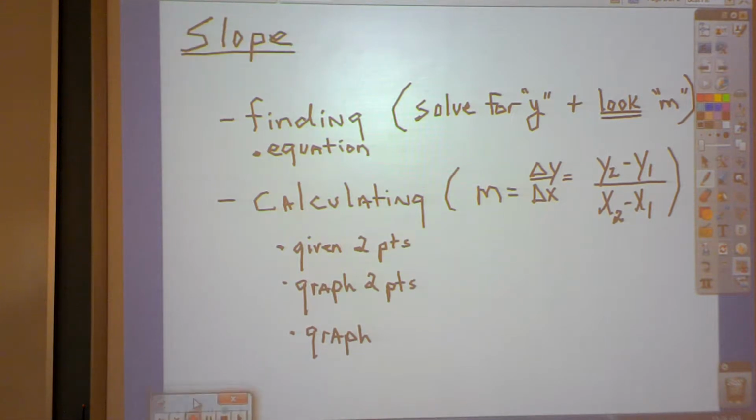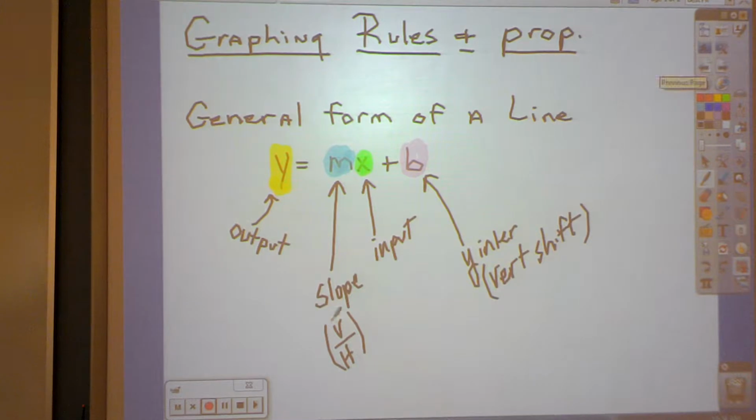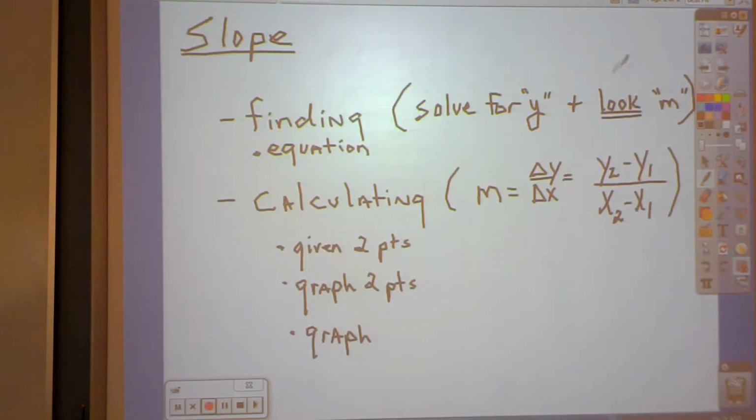So to summarize, since I forgot to turn this on, this equation right here is what you need to know for the general form of a line, and you need to know what everything is. And then the second thing you need to know is this guy right here. Okay?